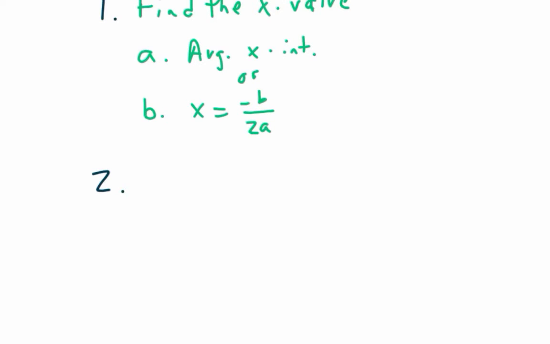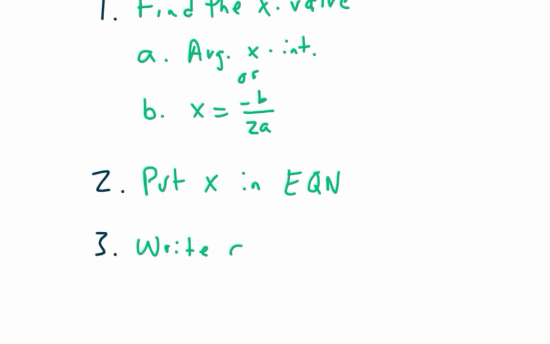Then step 2, put x in the equation. So if they gave you like y equals 5x squared plus 7, you know x, put it in for x, find y. And once you've found your y value, we're finding the vertex, which is a point, so then you just write it as x comma y. So if the x value is 5 and the y value is 3, just write the point 5 comma 3. Good? Okay.